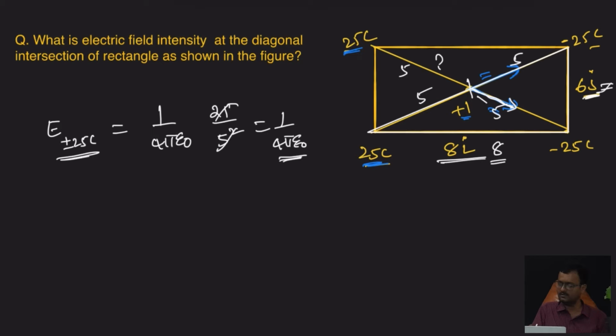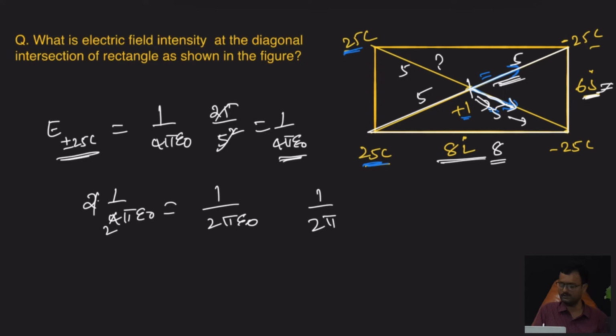See here, there are two vectors in the same direction, so total magnitude along this direction is 2 into 1 by 4 pi epsilon naught, so that is 1 by 2 pi epsilon naught. Similarly here, two vectors are added, so that is 1 by 2 pi epsilon naught. So what is the resultant vector? For convenience, I consider 1 by 2 pi epsilon naught as P, so it becomes P also.